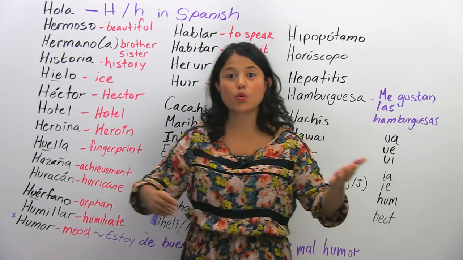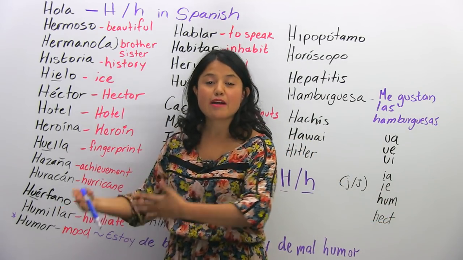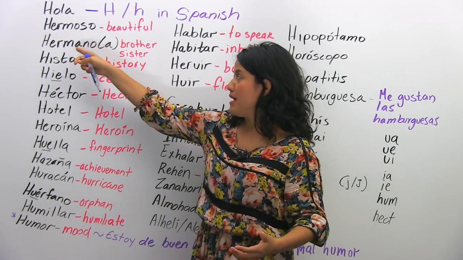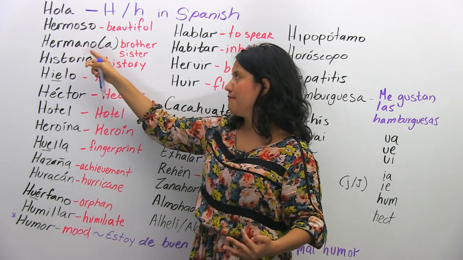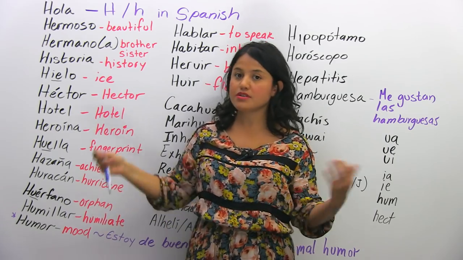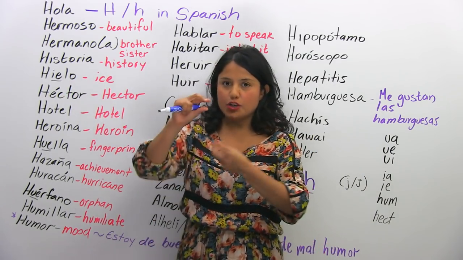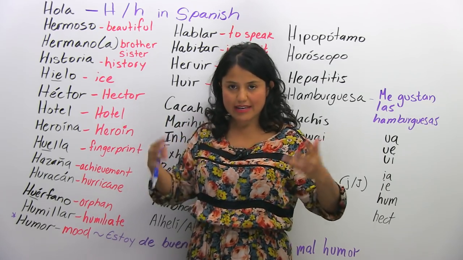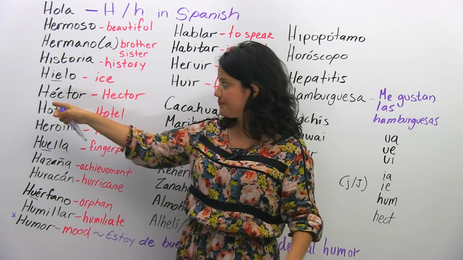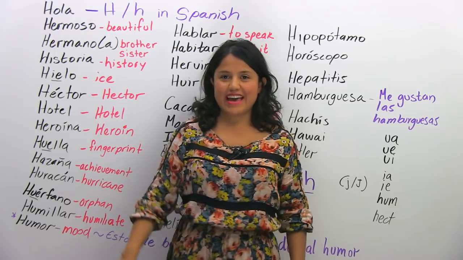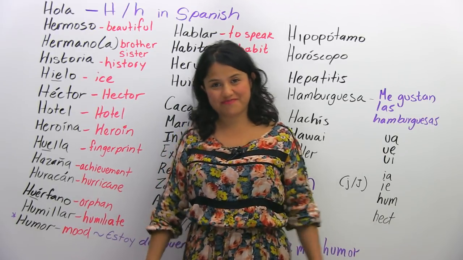Hermano, o tengo una sister. Hermana. Hermano o hermana. Okay, brother or sister. Hielo. Yellow, you know, the cubes of ice. Yellow is ice. Hector. My brother's name is Hector.